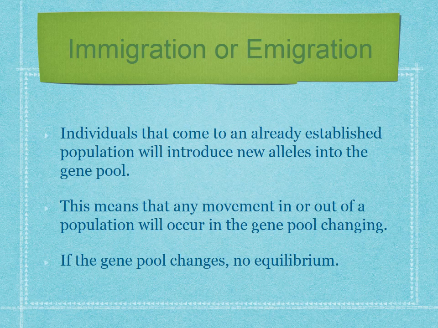Then we have immigration or emigration. Individuals that come to an already established population are going to bring brand new alleles into that gene pool. When that happens, there's going to be movement in and out of that population that causes some shift in allele frequencies. And we've been talking, if there's a shift in allele frequencies, there's not going to be equilibrium because that gene pool is being changed.